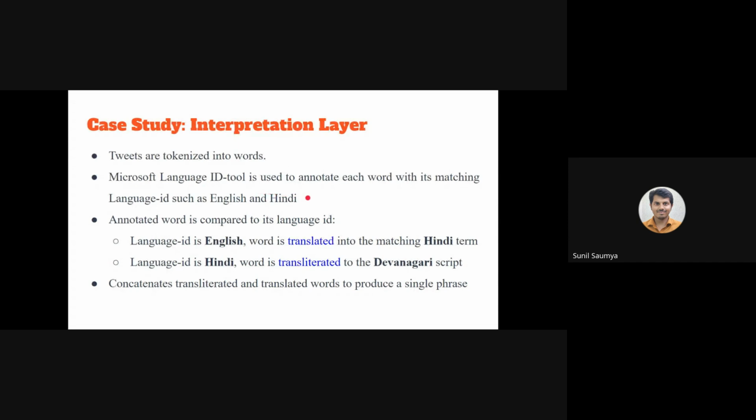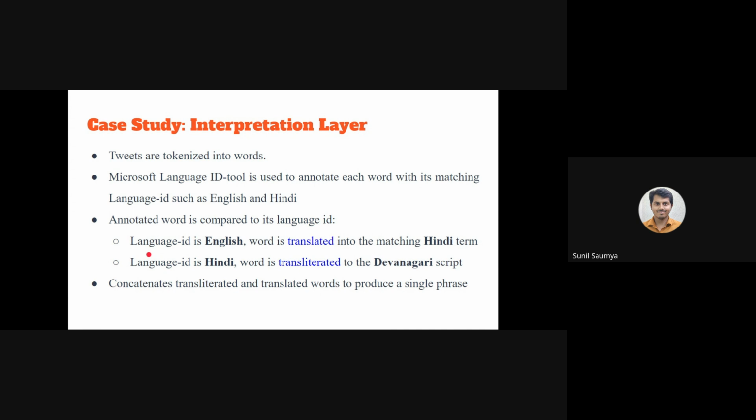As I said earlier, every word was annotated as belonging to Hindi or English, and so on. Once we identify the language ID, there could be two things. Whatever text we have been given in the raw data set, we decided to convert it into the Devanagari script.